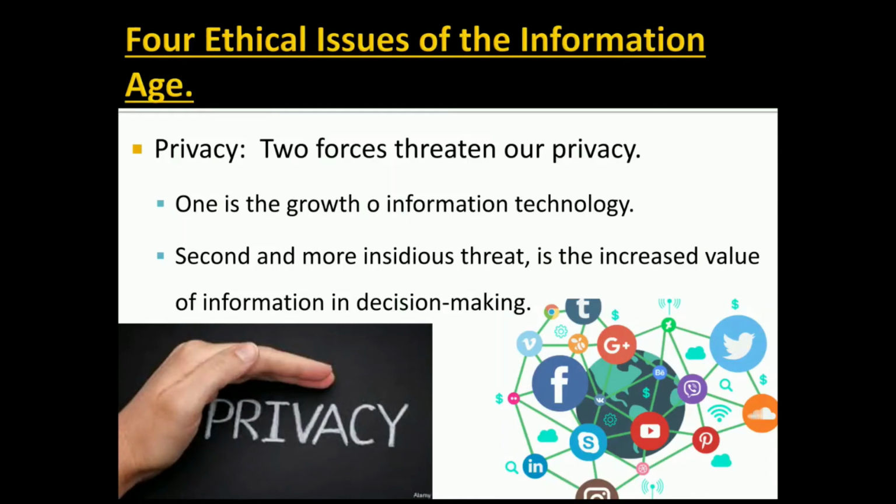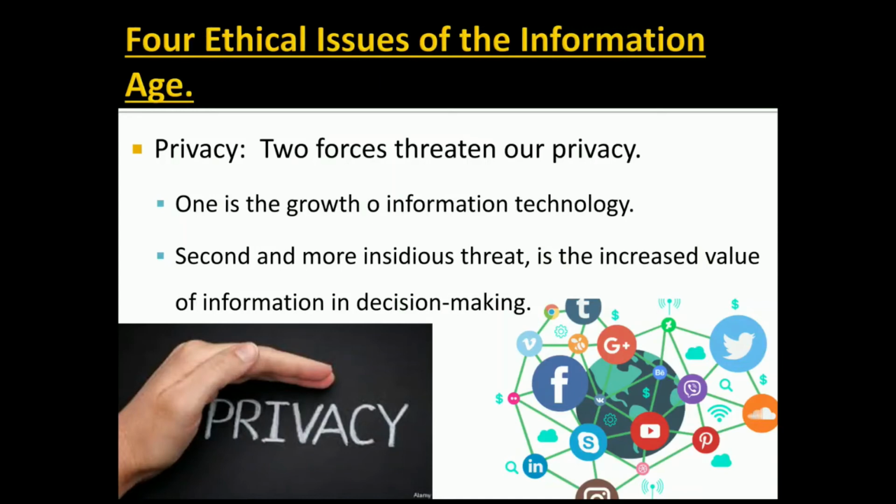Number one, privacy. There are two forces threatening our privacy, and one is the growth of information technology. It is about the enhanced capacity of surveillance, communication, computation, storage and retrieval. And the second and more insidious trait is the increased value of information in decision making. Information is increasingly valuable to policymakers. They also covet it, even if acquiring it invades another's privacy.